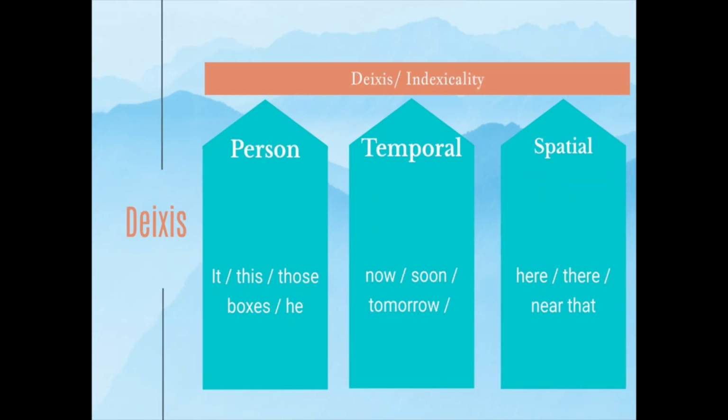Now, another important issue is that without this context, it becomes really difficult for us to understand. For instance, there are some very common words in our language that cannot be interpreted at all if we don't know the context, especially the physical context of the speaker. So these are words such as it, this, those boxes, these boxes, he, or now, soon, tomorrow, last night, or here, there, near that. These words are called deictic expressions, or deixis, or indexicality. Deixis in Greek means pointing via language.